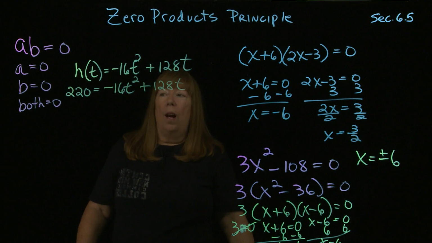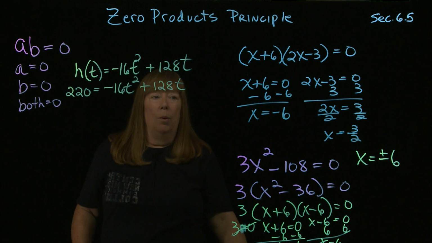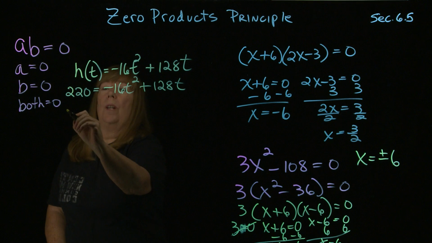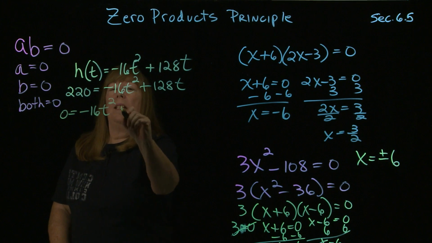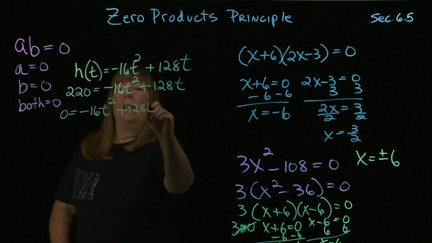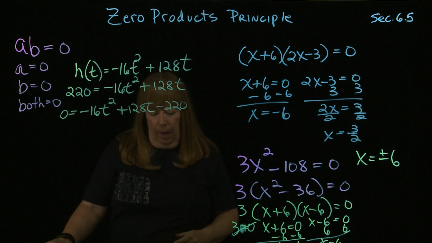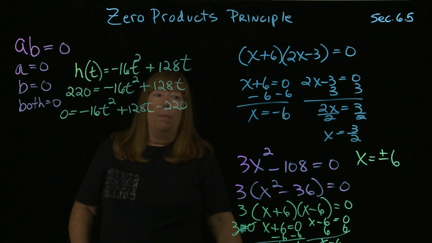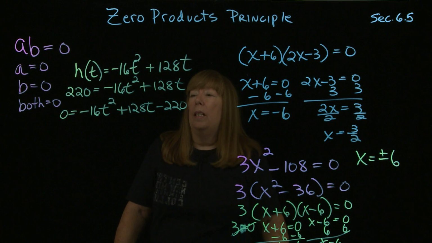So this is a quadratic equation, but it's not equal to 0. So what do I have to do to make it be equal to 0? Exactly, I have to subtract 220 from both sides. And I have 0 equals negative 16t squared plus 128t minus 220. Okay. Hopefully there's a GCF in this, because those numbers are pretty big, and it's going to be kind of tough to factor them if we're not able to find a GCF we can take out.